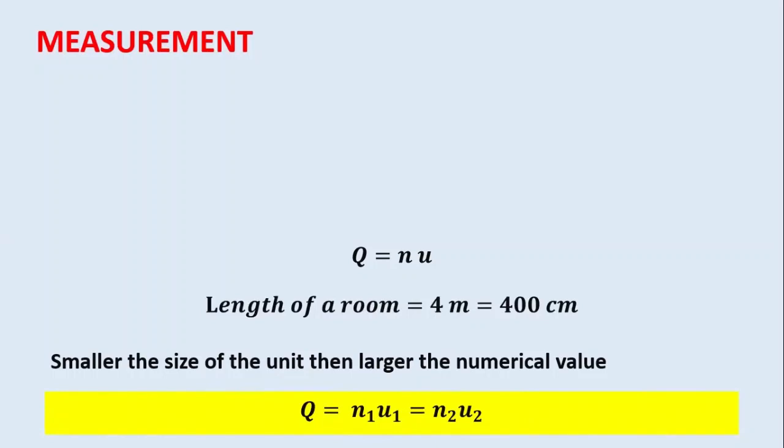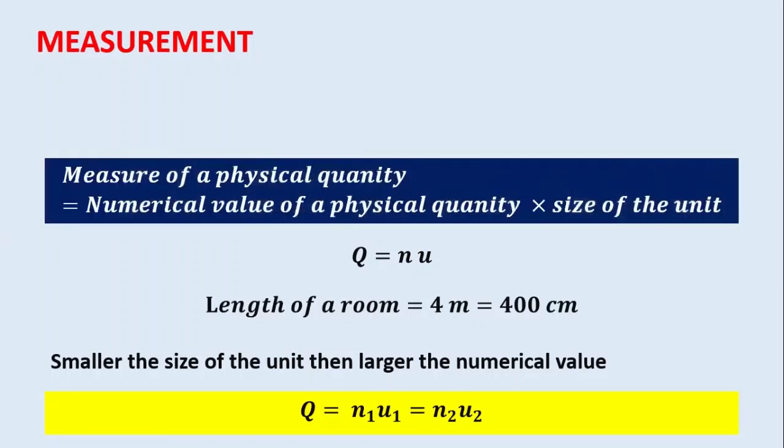This equation, once again, we use in dimension. Instead of U1, we use dimensional formula. So measurement of a physical quantity equals the numerical value of the physical quantity into size of the unit. We have to remember it again. Let me read it again. Measurement of a physical quantity equals numerical value of a physical quantity into size of the unit.